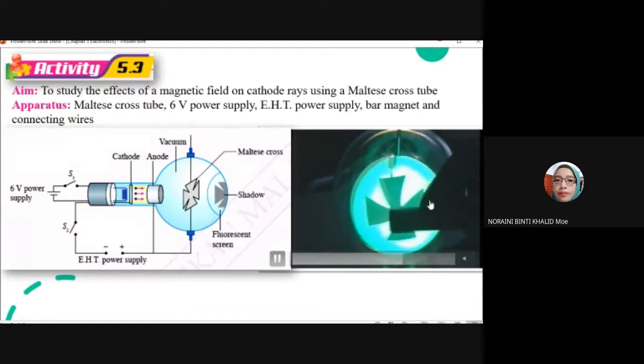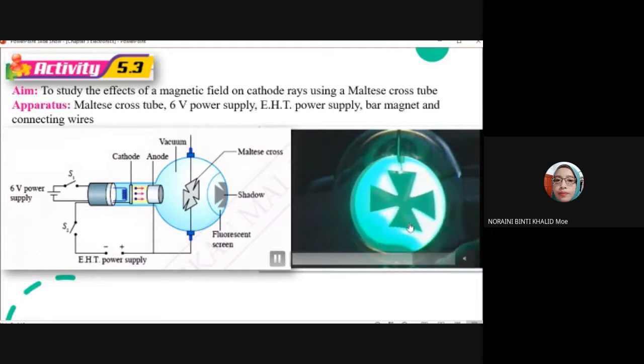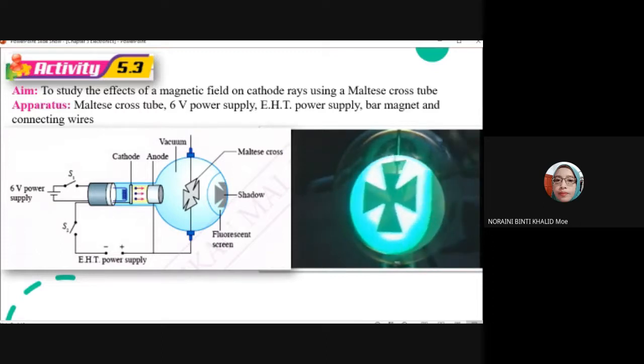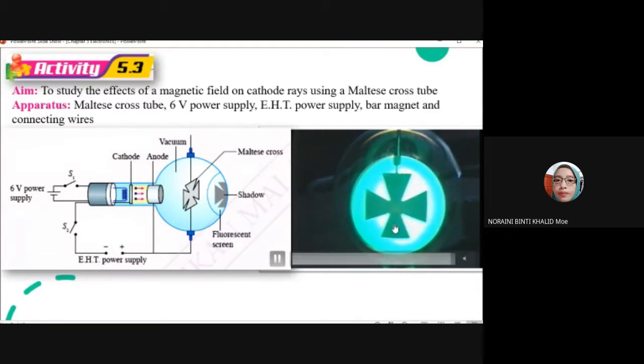When you bring a bar magnet towards the shadow, you can see the shadow cast by the cathode rays will be deflected and distorted. Okay? The shadow formed by light from the filament still stays at the center. So you can see there are two shadows formed on the screen at this stage. The one formed by the cathode rays will be deflected and distorted. The one produced by light will stay at the center because light cannot be deflected by a magnetic field.